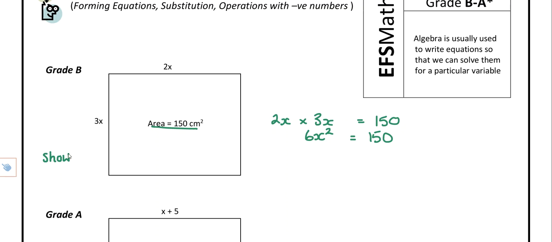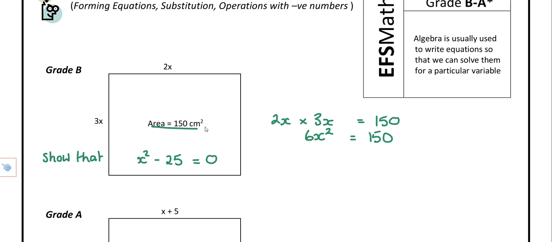Now, quite often what they'll do is they'll guide you a little bit further and say, show that 6x squared minus 150. Actually, no, I wouldn't even do that. I'd go x squared minus 25 equals 0. Okay? So if I said show that, and you'd go, how do I do that?